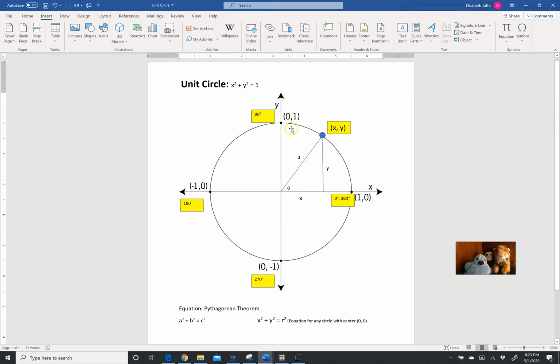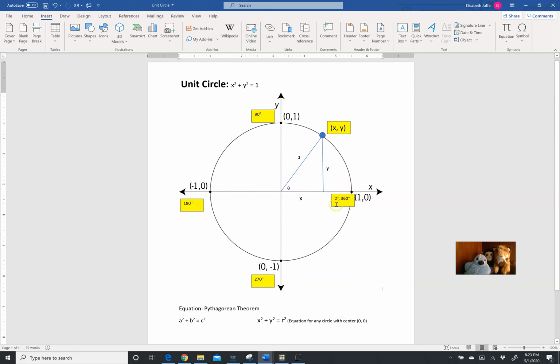As we travel, this is now 90 degrees. We keep traveling. This is now 180. Every quarter circle is 90 degrees. We keep going. This is 270 degrees. And if we go all the way back around, we're at 360 degrees.